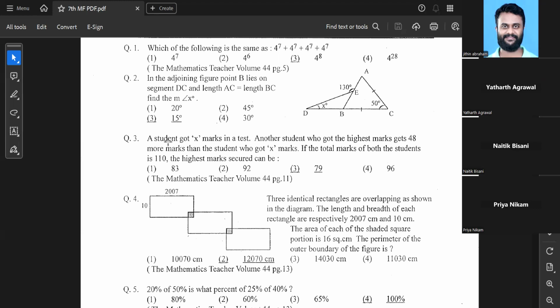Sir, can you please explain the second question of this paper? The adjoining figure, point B lies on segment DC. Length AC and BC are equal. Why do I feel that I've already solved this problem? Sir, you solved it in class. Okay, we have solved it.